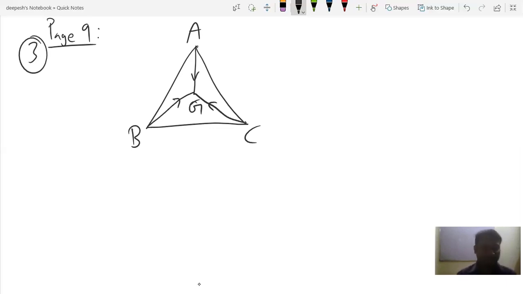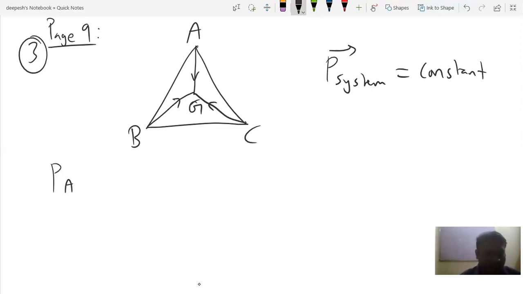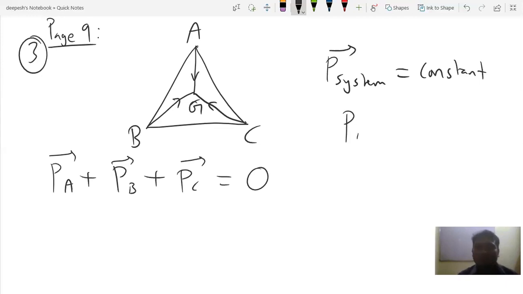Now, in this case, as the momentum is conserved, we can say momentum of the system is constant. So momentum of the system will remain constant by conservation of momentum. So let us now resolve momentum of particles B and C. Momentum of particle A plus momentum of particle B plus momentum of particle C is 0. Why? Because initial momentum of system equals final momentum of system. The initial momentum of the system is 0. So we can say momentum of A plus momentum of B plus momentum of C is 0.